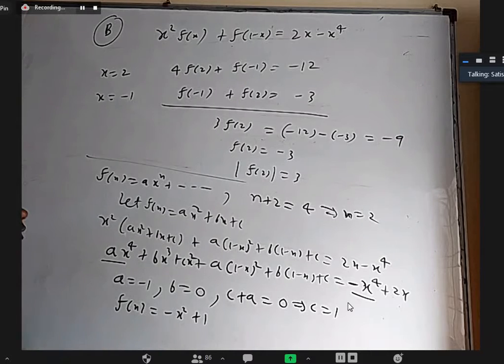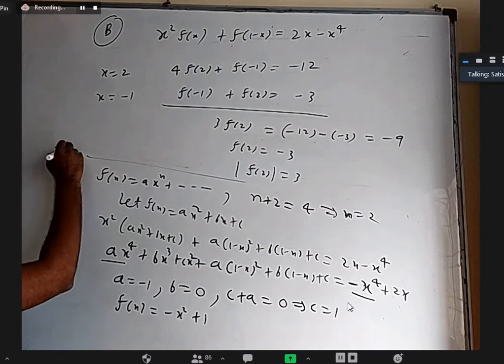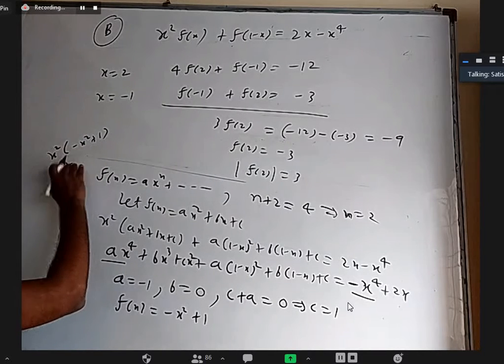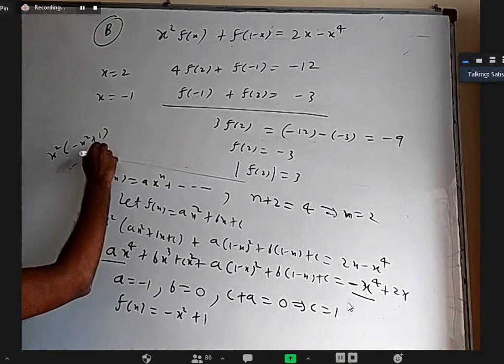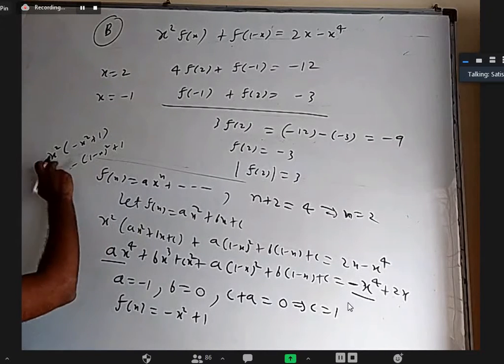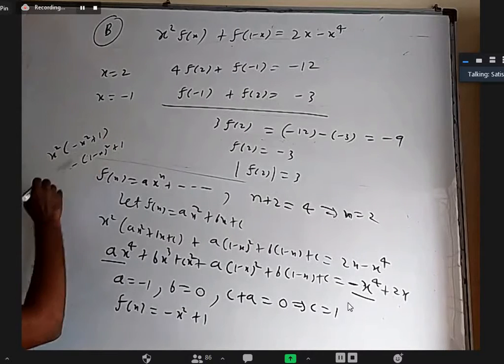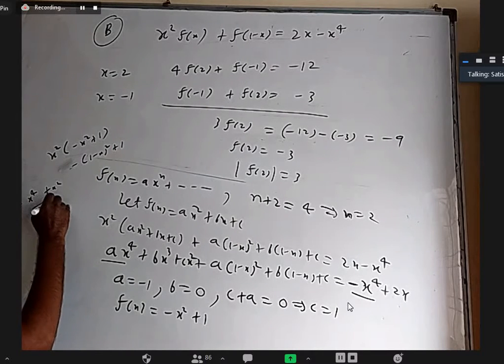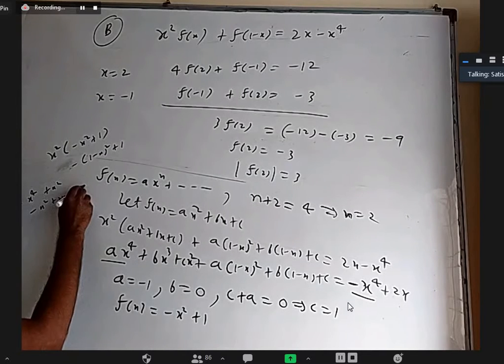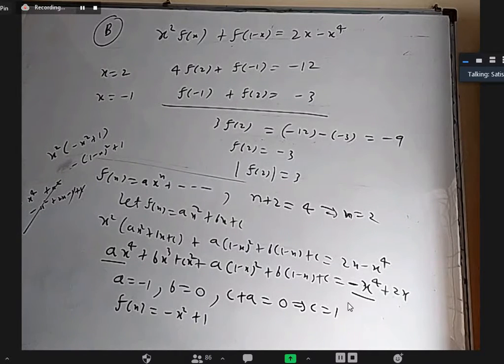If not, we can check upon this. x square into f of x is minus x square plus 1. 1 minus x means minus of (1 minus x) whole square plus 1. And I expand: minus x power 4 will come, plus x square will come, minus x square plus 2x minus 1 plus 1. Plus 1 minus 1 will go, this will go, 2x, yes. So we got the function.